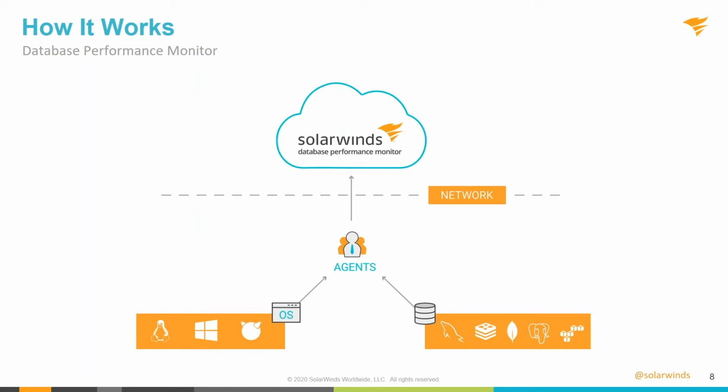Today we support Linux, FreeBSD, and Windows running on 64-bit x86 processors. So again, a very simple yet elegant architecture. In the DPM cloud, we're doing all the heavy lifting, crunching all the data, doing the analytics and so forth.